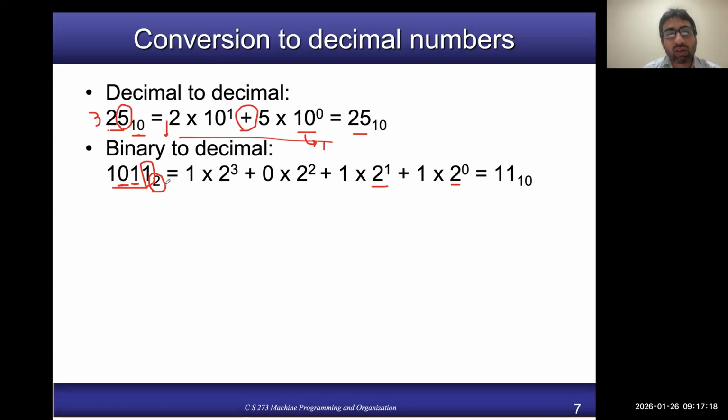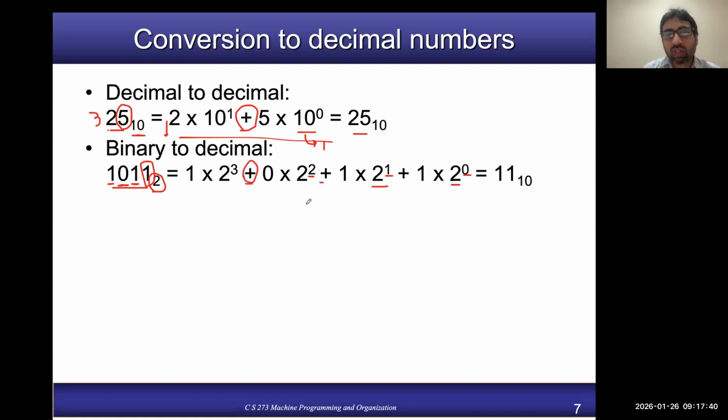So the third digit, which is 0, we multiply with 2 raised to power 2. If you notice, we are incrementing the power of the base, right? 2 raised to power 0, 2 raised to power 1, 2 raised to power 2. And then we multiply the most significant bit with 2 raised to power 3. And then we take the sum of all these products, right?